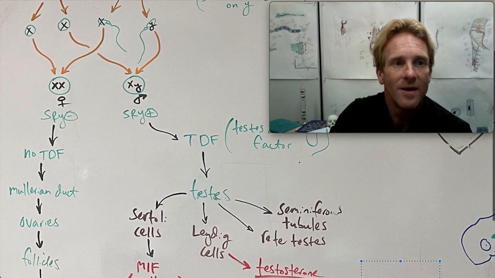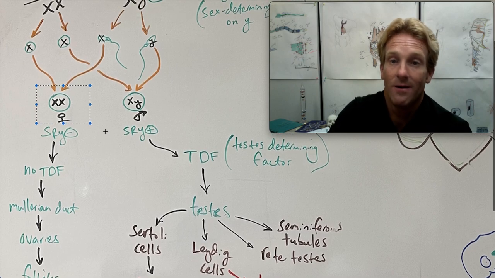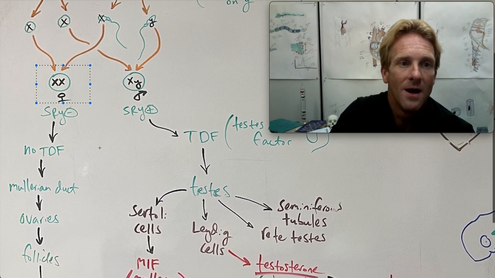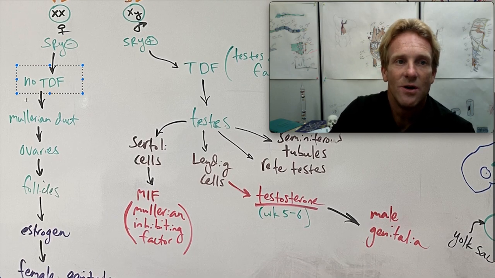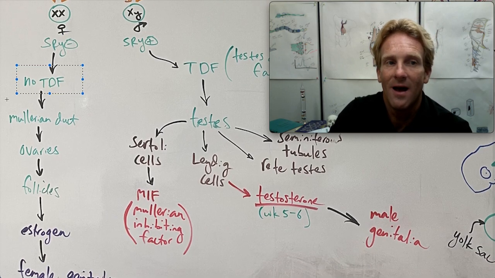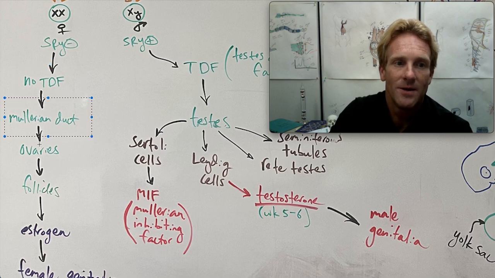If we go back to the females, remember, female zygotes are going to have two X chromosomes, and they are not going to have this SRY gene because they don't have a Y chromosome, right? That means they will not get any TDF released. If there's no TDF released, that will allow the Müllerian or the female duct to develop. It will develop into the ovaries.